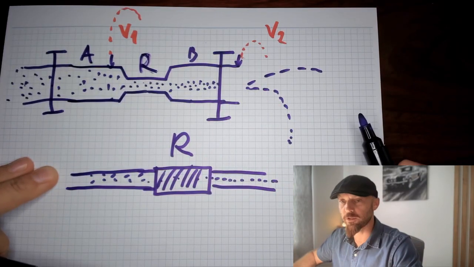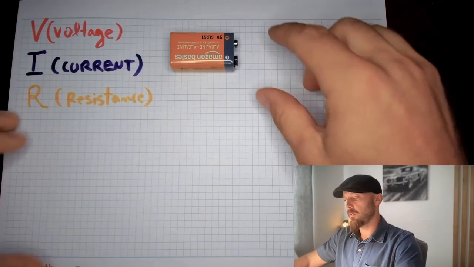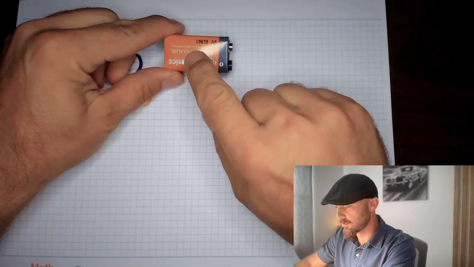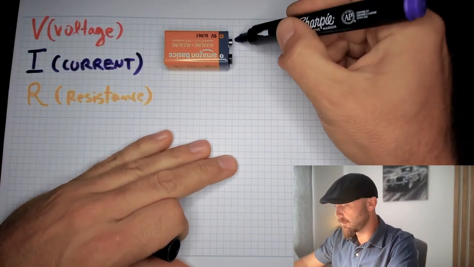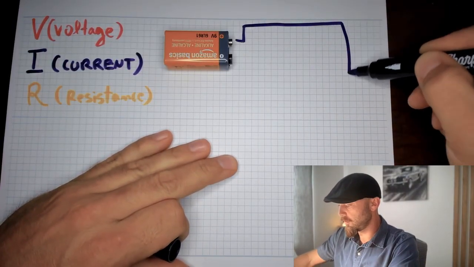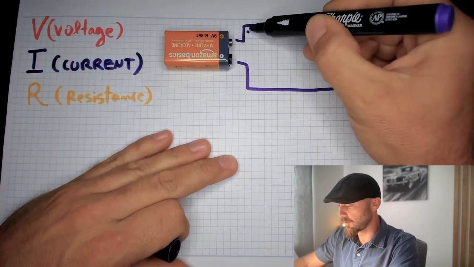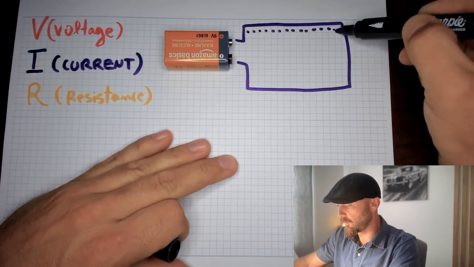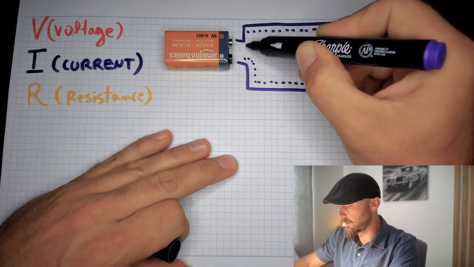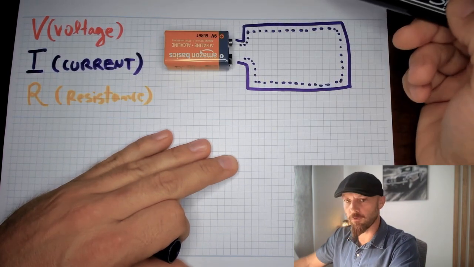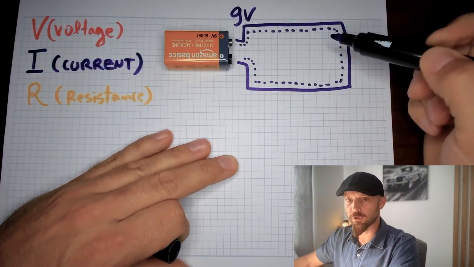Now let's recap everything real fast. Voltage, current, and resistance. If I take a 9-volt battery, such as this, and if I would connect the positive terminal to the negative terminal, electrons would be flowing all the way around. And the electric pressure, or volts, would be somewhere around 9 volts.